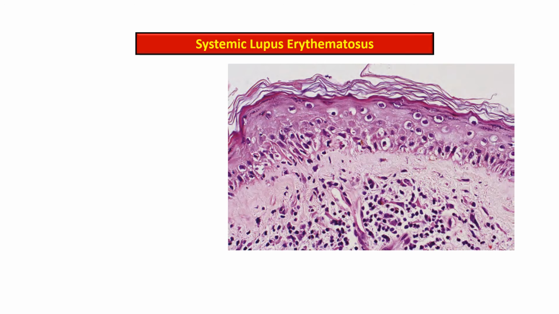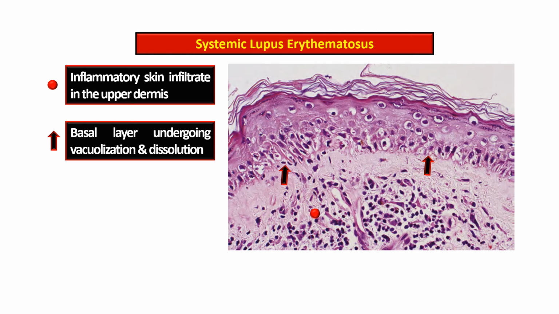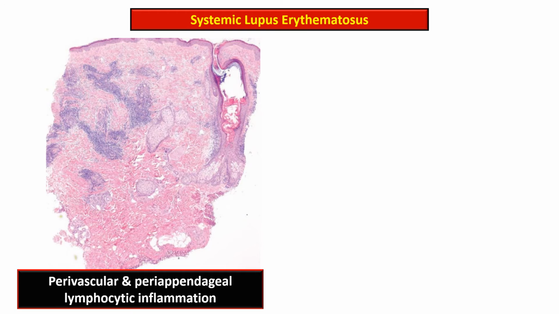This photomicrograph is showing the changes associated with lupus erythematosus. There is a lymphocytic infiltrate in the upper dermis, while the basal layer of the epidermis is vacuolated and showing dissolution. This is a low power view of the skin, and it shows lymphocytic infiltrate around the vessels and around the skin appendages.